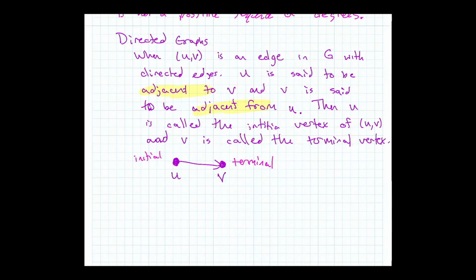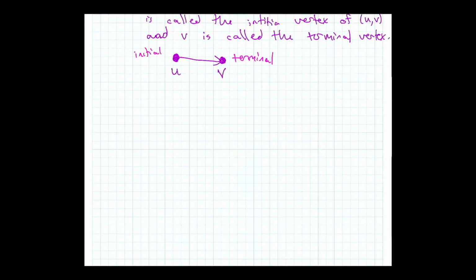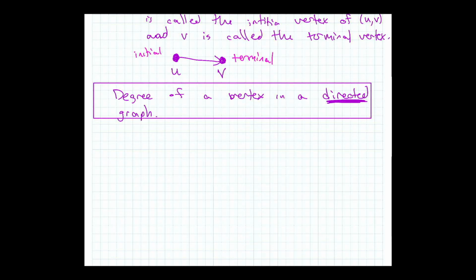All right. And so there we go. Now we can talk about the degree, because when we talked about degree before, we talked about only the degrees of undirected graphs. So we didn't talk about directed graphs. So degree of a vertex in a directed graph. All right. So that's what we want to talk about. Turn that into a box.